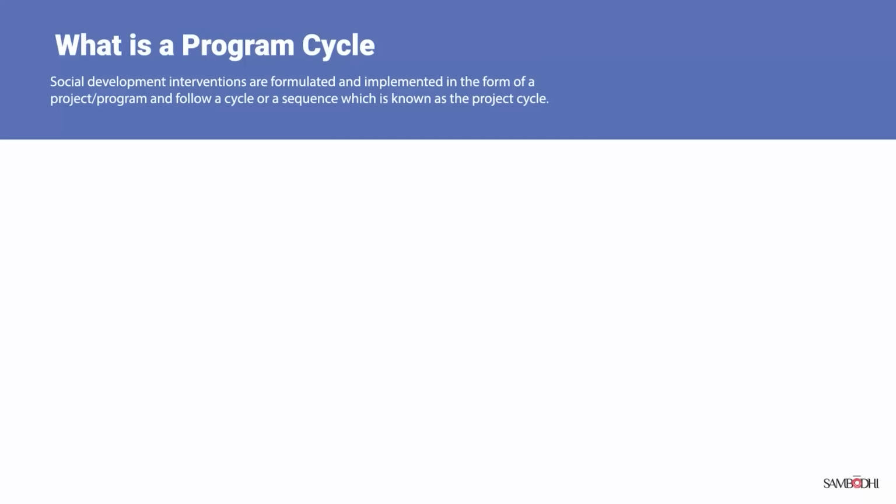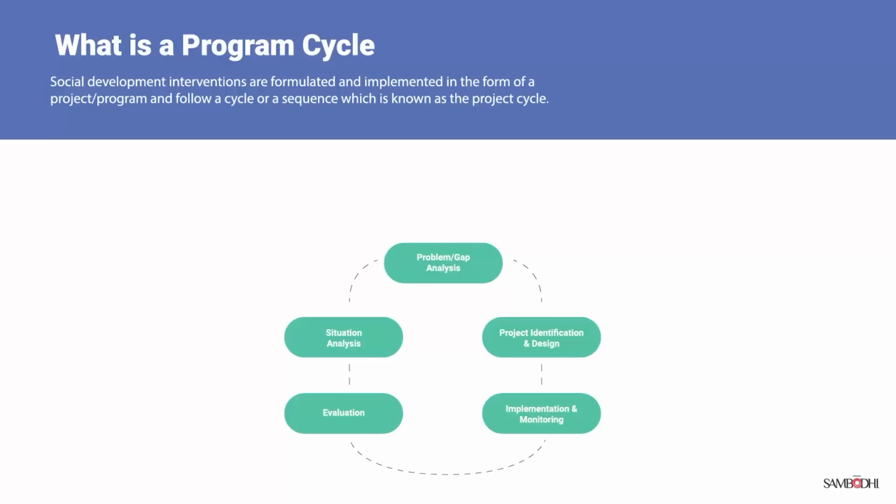Interventions for social development are planned and carried out in the form of a project or program that goes through a cycle. This cycle is called the project cycle. Let's understand each component of a program cycle in detail. First up is situation analysis. It is a critical phase of the project management cycle that involves evaluating the internal and external factors that can affect the project's success. This analysis helps in identifying the strengths, weaknesses, opportunities, and threats of the project.